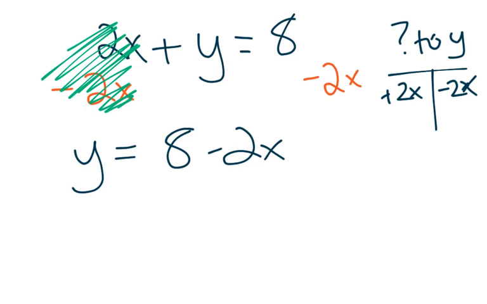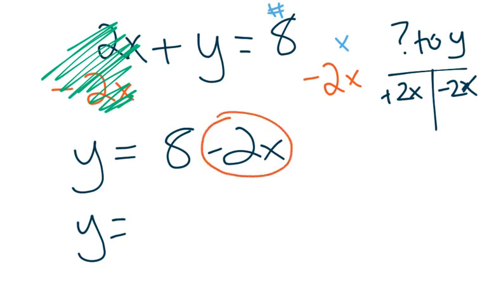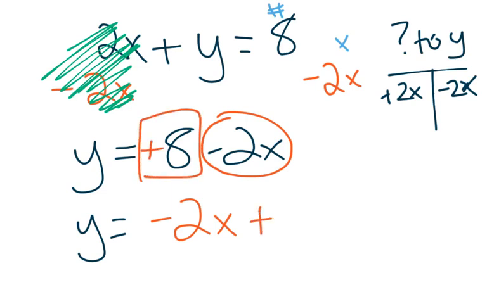Because I can't add the 2x and the 8, because one of them is a number and the other one is an x. And we can't put those together because they're not like terms. But to write it in true slope-intercept form, the 2x needs to come first. So it's negative 2x and a positive 8. Notice there's nothing in front of the 8, so there's a plus. So this is our final answer, and this is written in slope-intercept form.